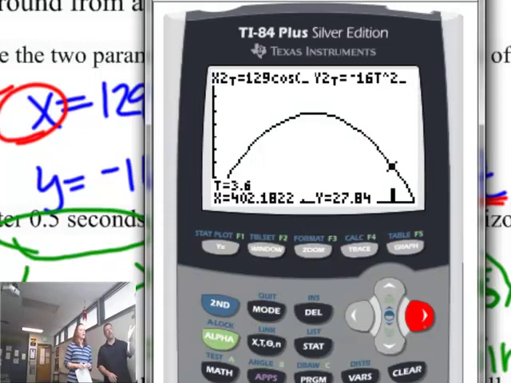I went ahead and moved the trace button so I could see that time 3.6 gives us a horizontal distance of 402, which is past the wall, and a vertical distance of 27.84. So 27.84 is clearly still pretty high above 10 feet.